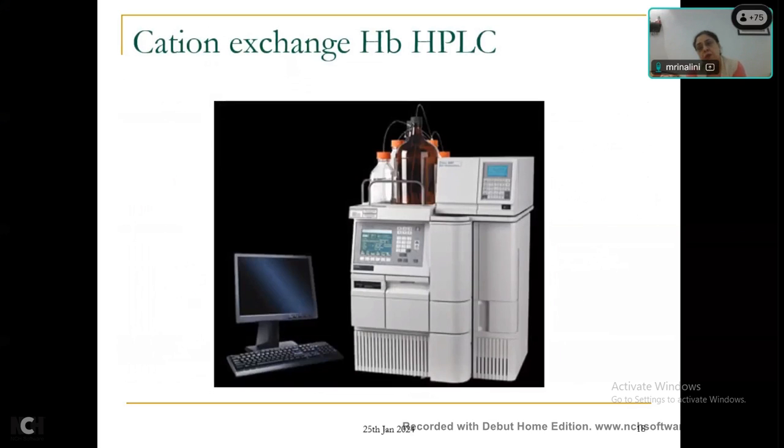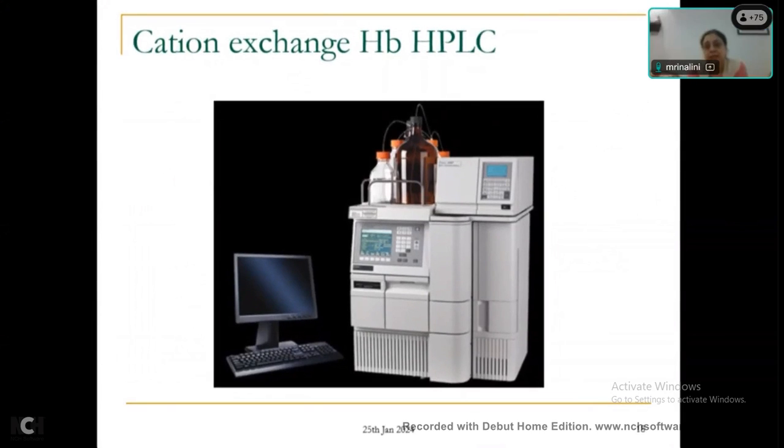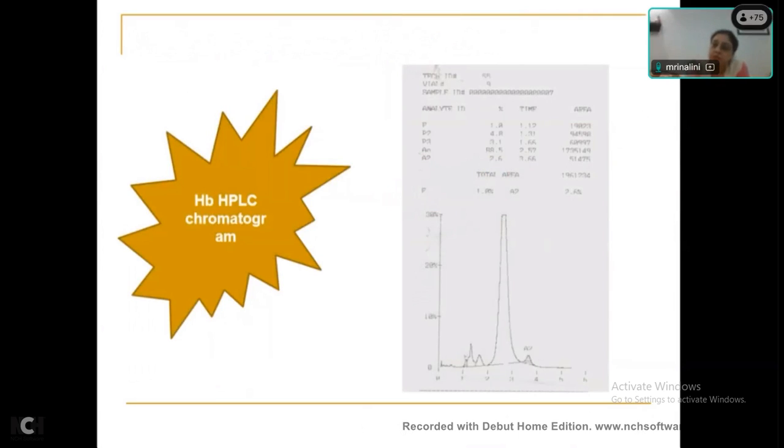Then coming to the most popular and currently most useful technique, that is HPLC, in which we are able to quantify and clearly see where the various hemoglobins elute. This is a characteristic chromatogram of an HPLC, and here you can see that this is HbA and this is HbA2, and these are some non-specific peaks. When the peaks are less than 6%, you can ignore them.